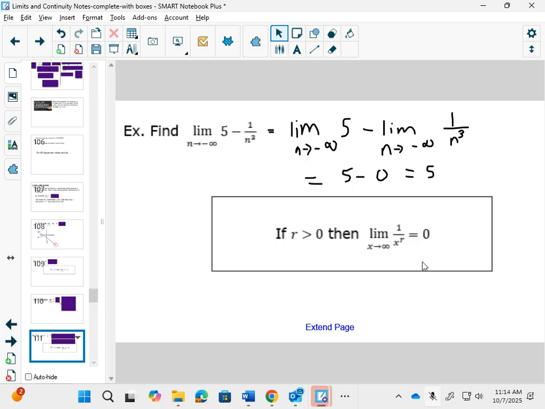So anytime this is bigger than 0, the bottom will get really, really big, even if it's slow. And your limit is 0.